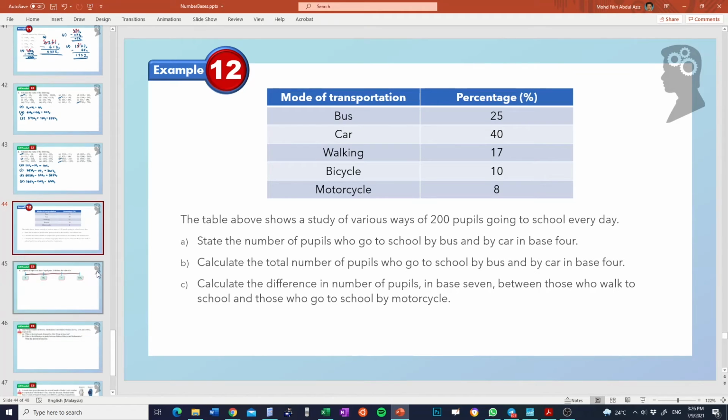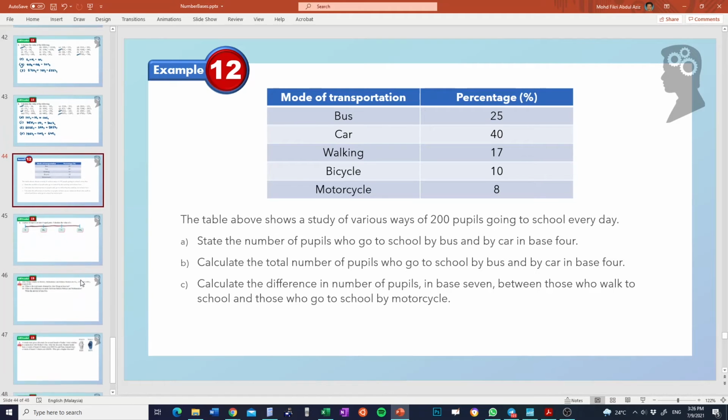Okay, example 12. Example 12 is about applications of number bases. But basically, applications ini sebenarnya is just another word problem. Dia bagi situations, then we need to translate that to become a mathematical statement, a mathematical question. Okay. You are given a table here. Mode of transportation, bus, car, walking, bicycle, motorcycle, and we have percentages on the right column. Percentages ya, bukannya the number of people, but just the percentages.